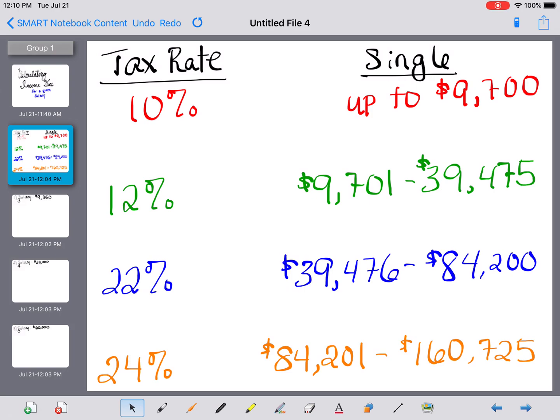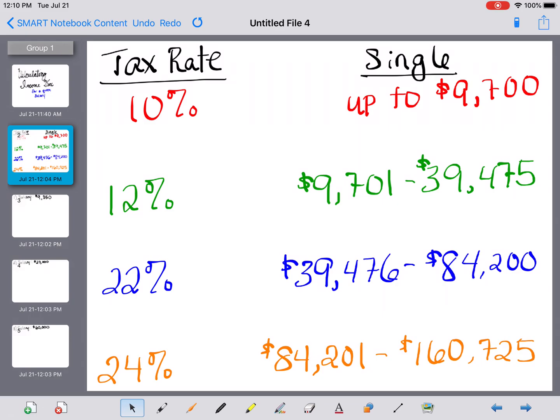So if you made, let's say, $10,000, your first $9,700 would go towards your 10%, but then you'd only be taxed at 12% on the remaining $300, which is kind of neat. I remember when I learned this a few years ago when I first taught this topic. I think it was actually last year. So I found it to be very interesting.